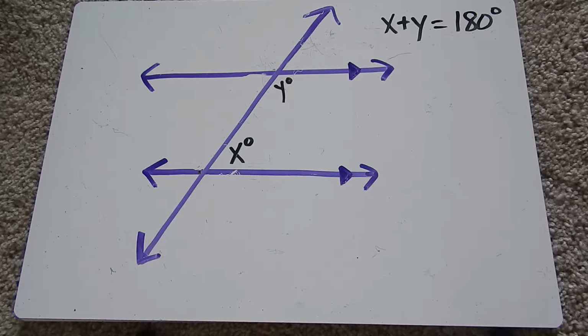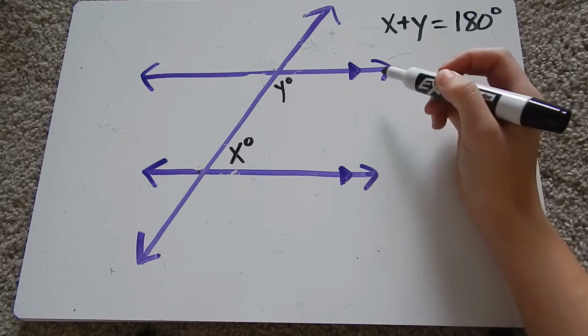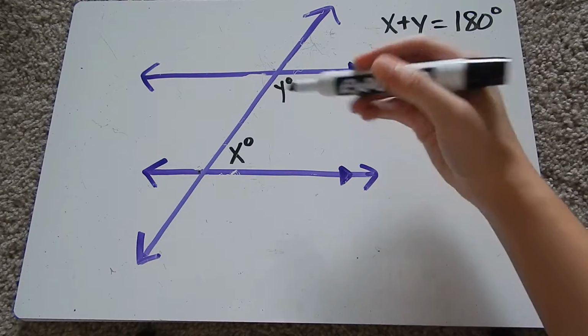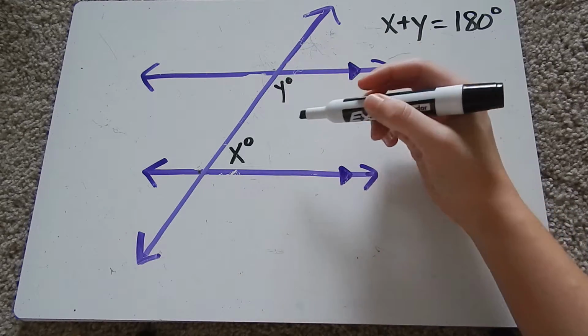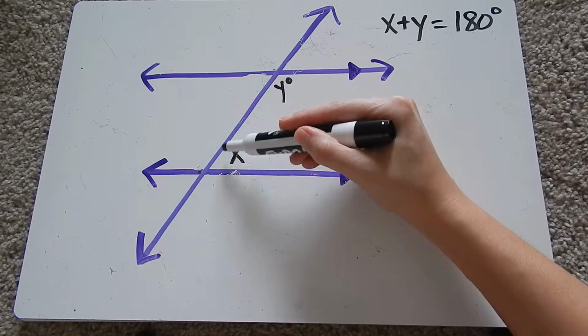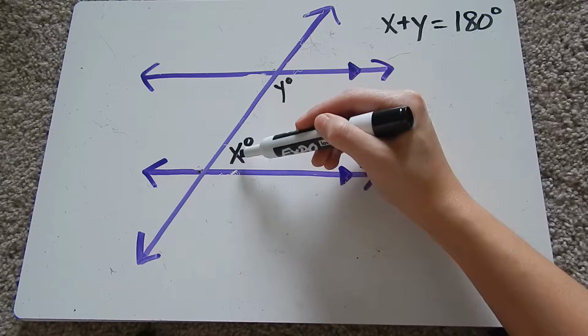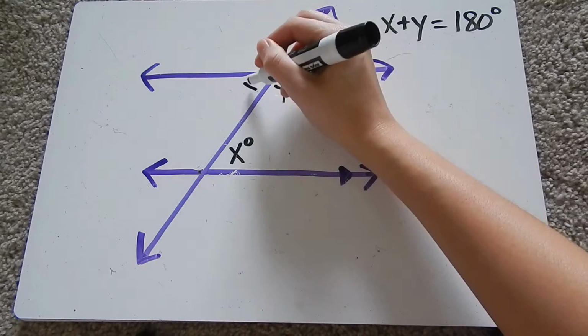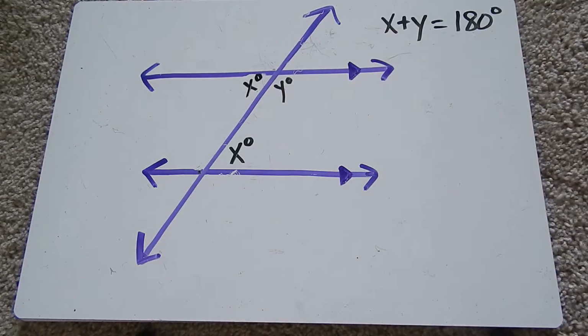Our next theorem is the alternate interior angles. Again, we have interior angles, which means we're going to be inside the parallel lines. Alternate, though, means they're going to be on opposite sides of the transversal. So if I look down here at this angle at x degrees, on the opposite side of the transversal, that is going to be the same angle measure.